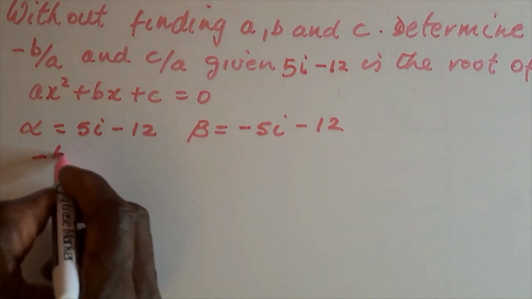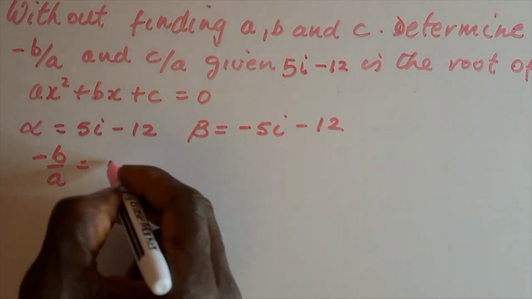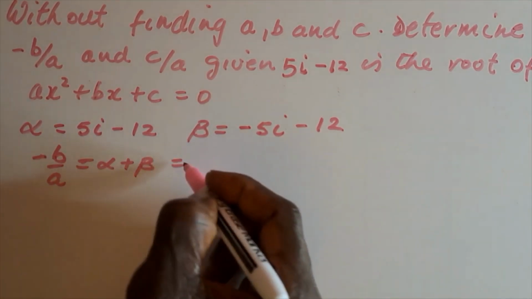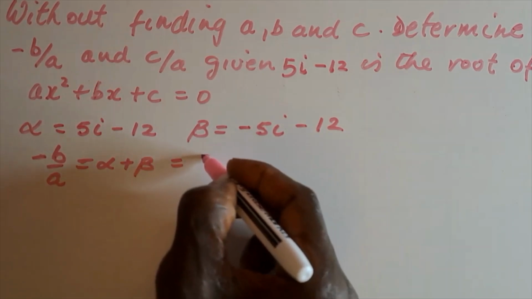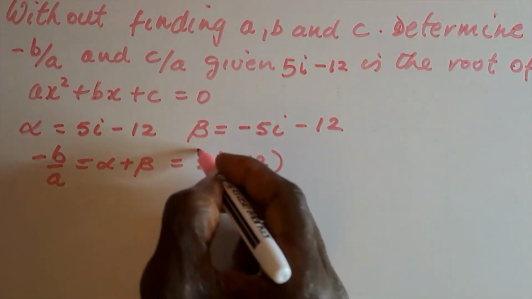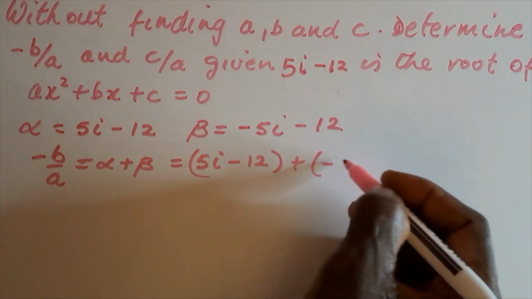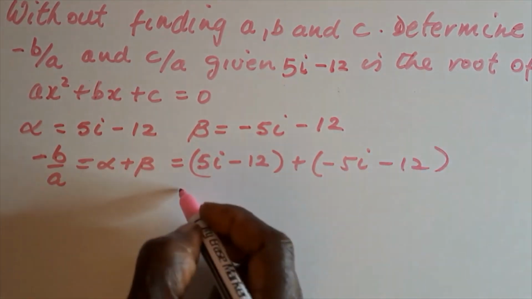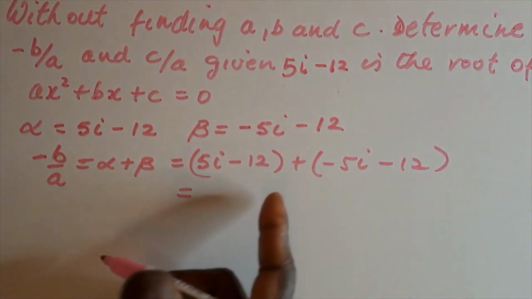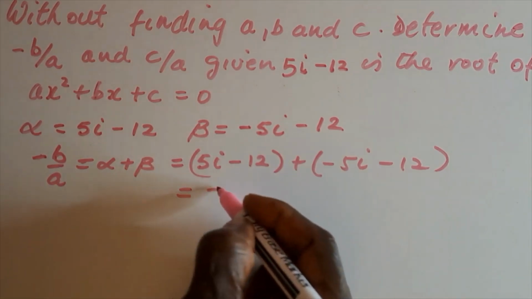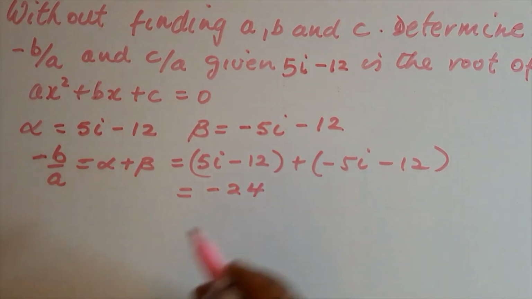Now, let's find minus b over a as equal to alpha add beta, which is equal to 5i minus 12 added to minus 5i minus 12. This evaluates to, the 5i and minus 5i cancel, so we have minus 24.